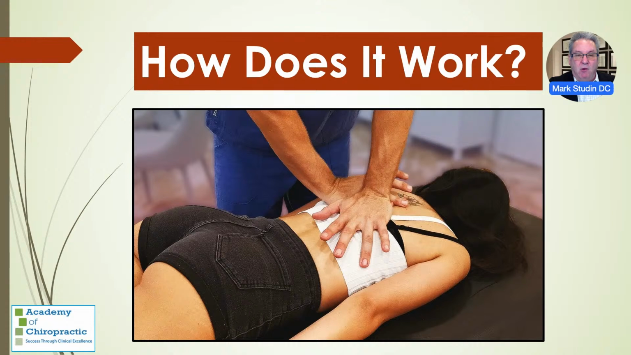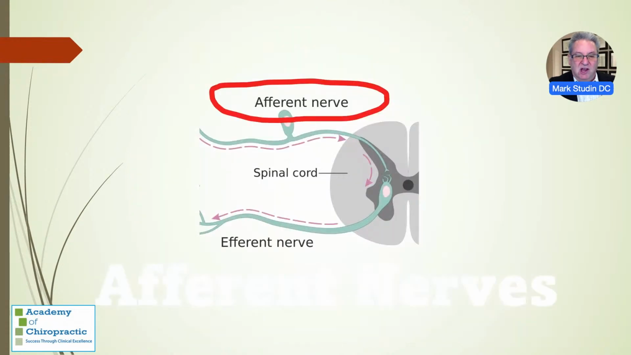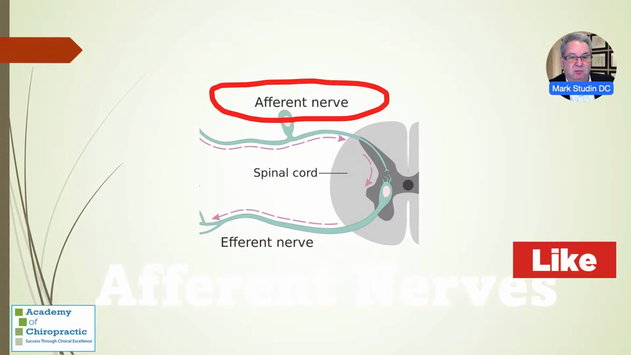And when we look at how the chiropractic adjustment works, it's all about the afferents. Remember, there's afferent and efferent. Afferent is up, efferent is down. Excuse me, I got something stuck in my throat. Little sip of tea. So we're going to be talking a whole lot about afferents, and that's critically important.